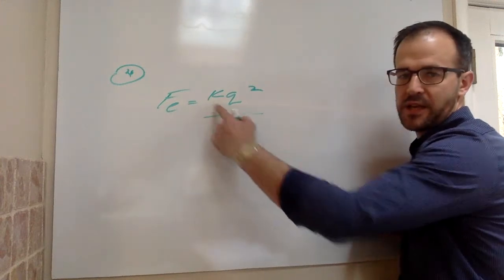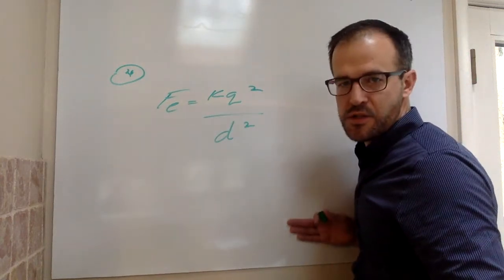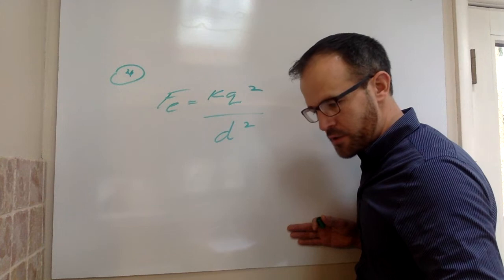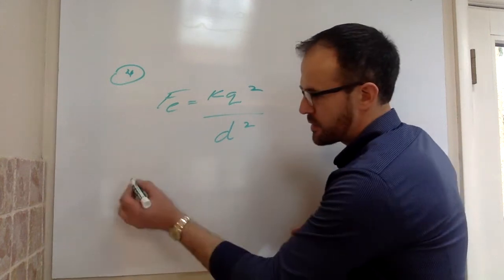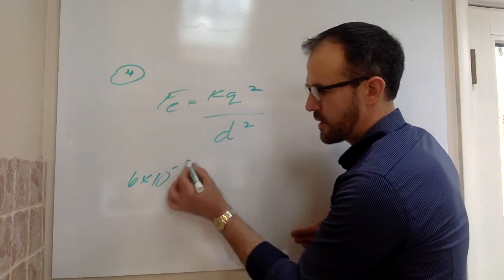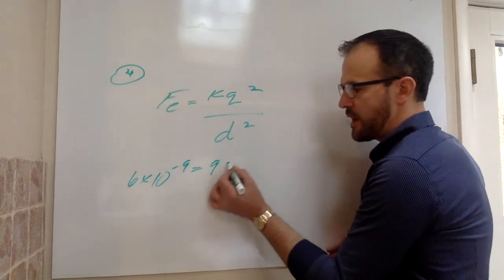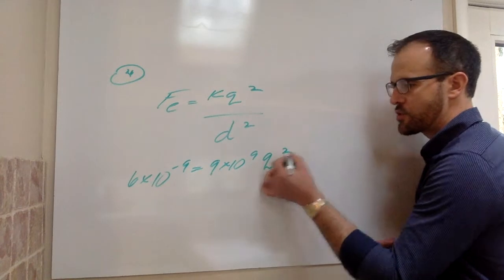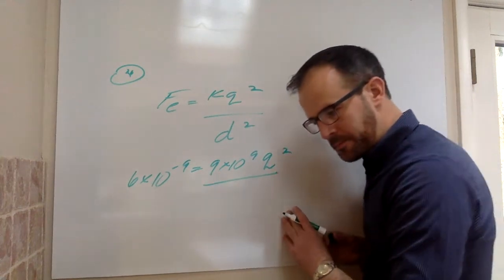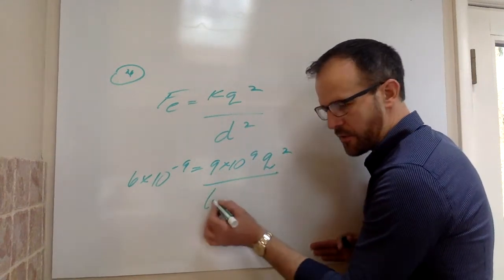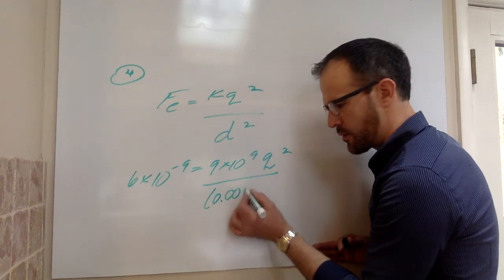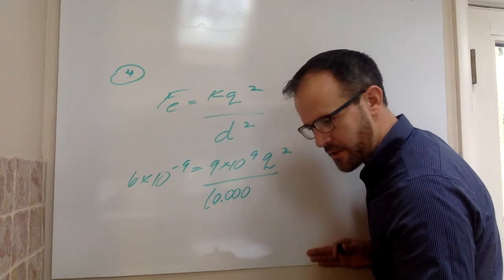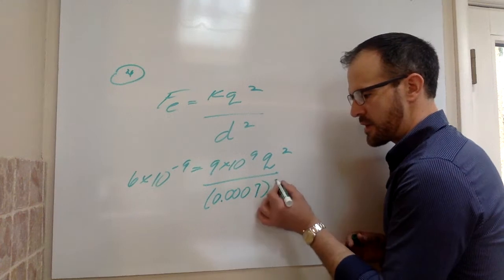Remember, you always have K, 9 times 10 to the 9th. So let's just plug some numbers in and solve for this charge already. So it is 6 times 10 to the negative 9th is the force. 9 times 10 to the 9th is the K. That's always in there. We need the Q squared. That's what we're solving for. And then the distance converted over to meters. 0.0007. Is that correct? Yeah. And that is squared.